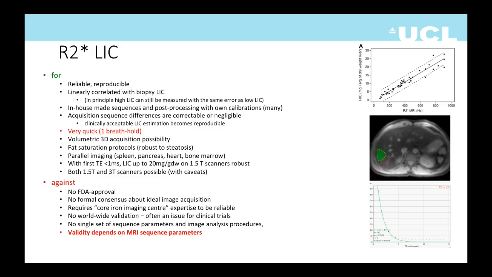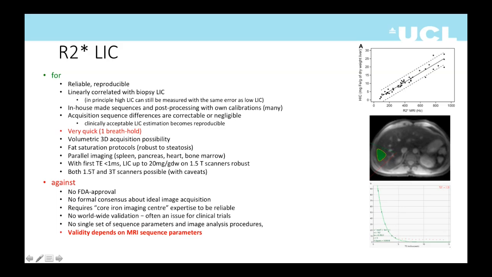And it's got greater scope in parallel imaging because obviously heart can be done by the same technique and it's usually done together, but we can also do pancreas, spleen, and bone marrow. Importantly, with the first echo time being below 1 millisecond, LIC up to 20 milligrams per gram dry weight on a 1.5 Tesla scanner will be robust. And it can be used on both scanner strengths, the 1.5 Tesla and 3 Tesla, but there are caveats to it, and if I have time, I can discuss that.